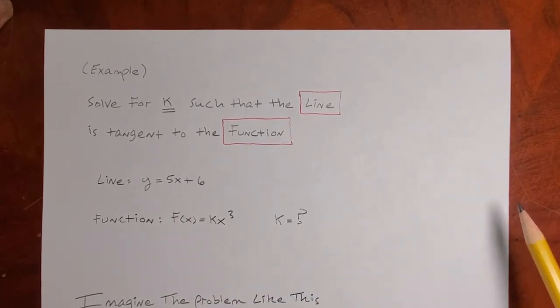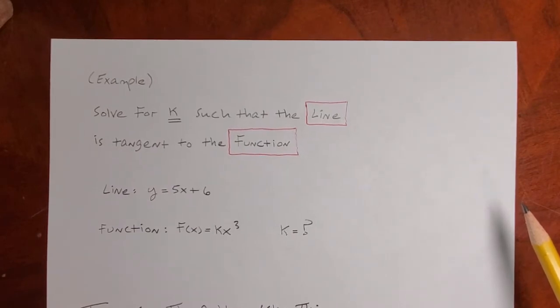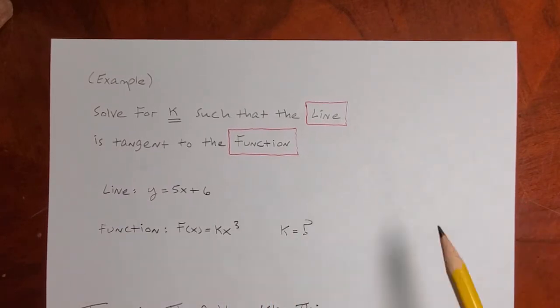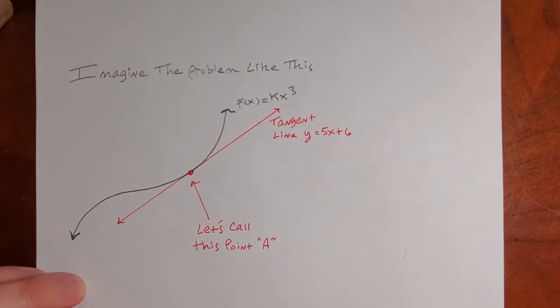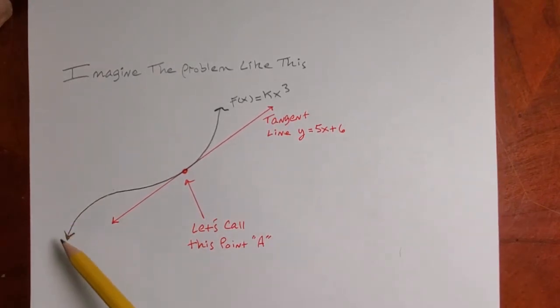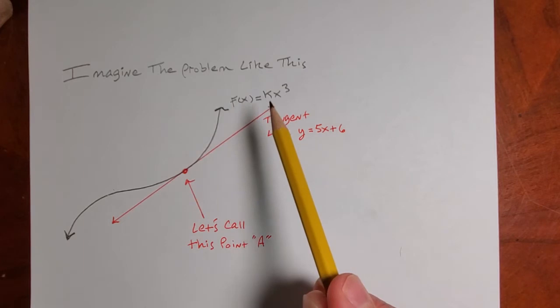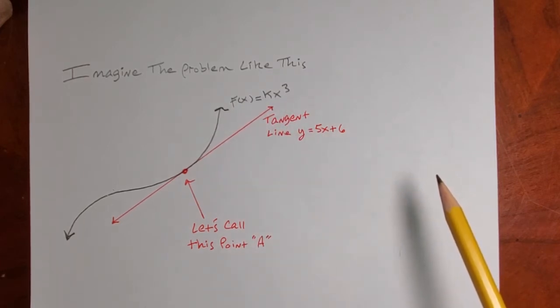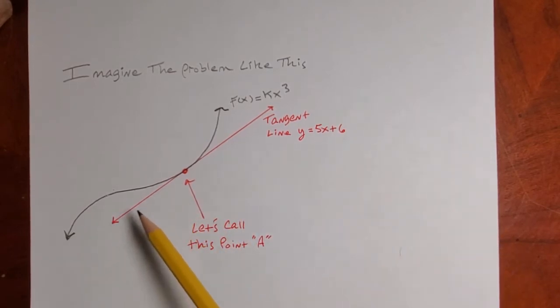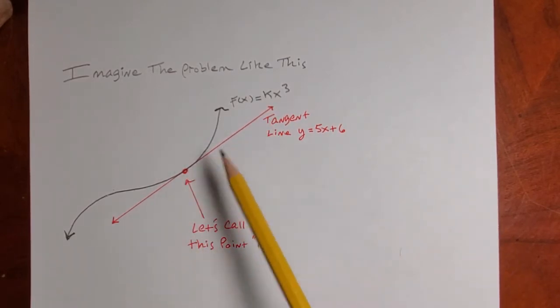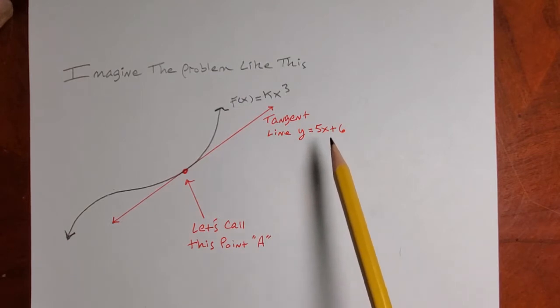Now, I think some people are real good with their imaginations and they can just start writing equations down and solving them, and that's about all that happens. Most normal people, though, need to see something. So let's imagine the problem like this. Here's this curve. f of x is k times x to the third power, and I don't know what k is, right? That's the whole idea. And then there's this tangent line to it, by the assumption of the problem, and it's known to be y equals 5x plus 6.